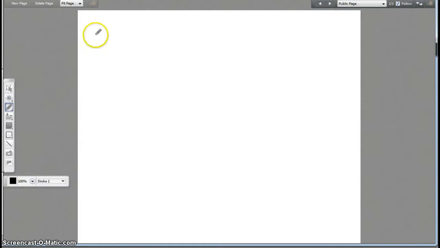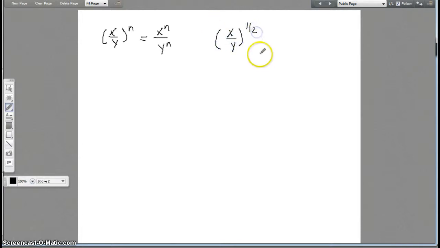You may remember when we covered exponent rules that (x over y) to the nth power is the same as x to the nth power divided by y to the nth power. That means that when our power is 1/2, which is the square root, (x over y) to the 1/2, which is the square root of x over y, is the same as x to the 1/2 over y to the 1/2, which means the square root of x over y is equal to the square root of x divided by the square root of y.